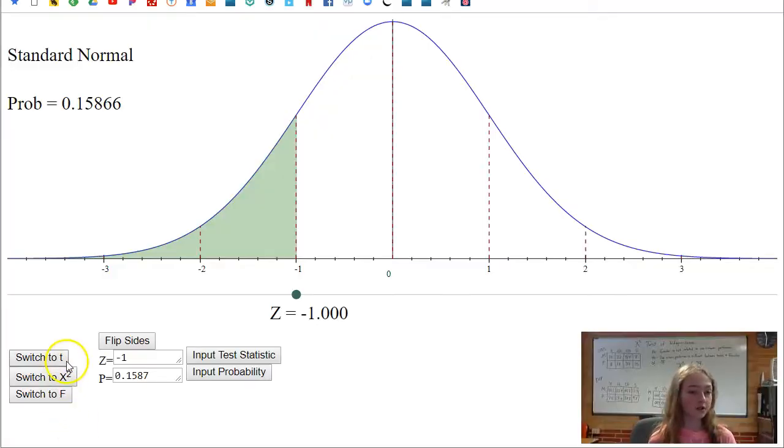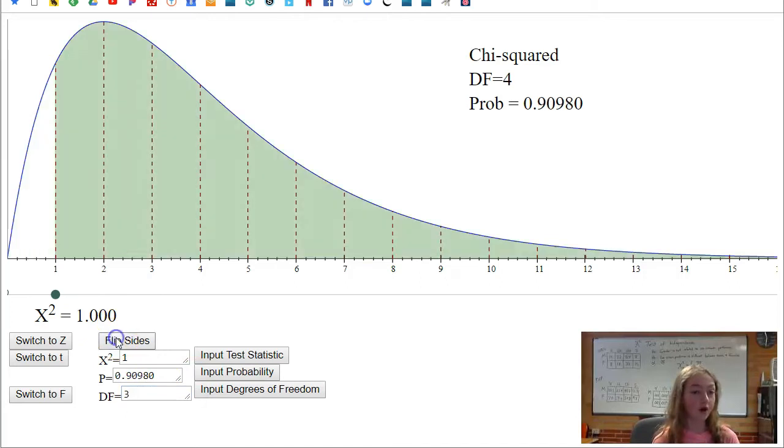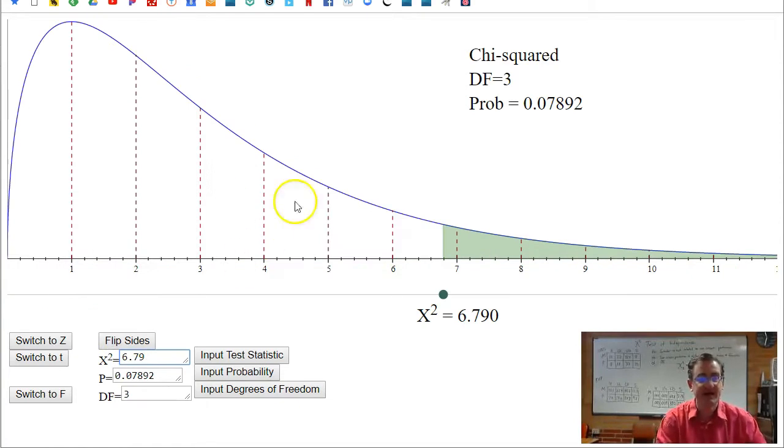So, we switch to the chi-squared and put our degrees as 3. We want to flip it right-sided, always right-sided. The further it is to the right, the more evidence that the ice cream preferences change between females and males. So now I'm going to put in my chi-squared value, 6.79, and that right there gives us our p-value.